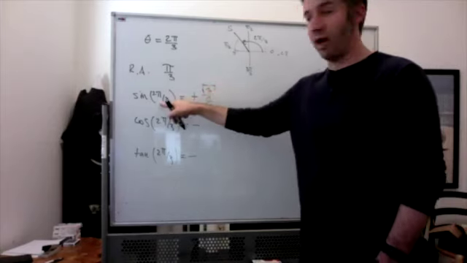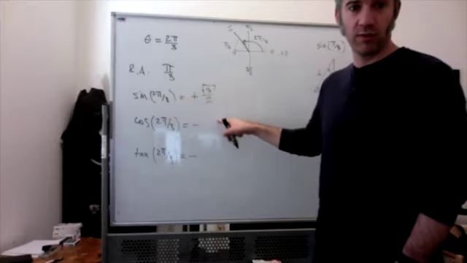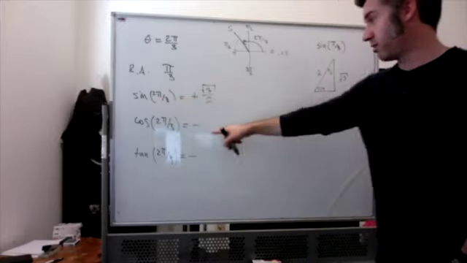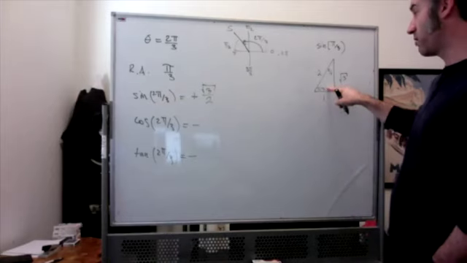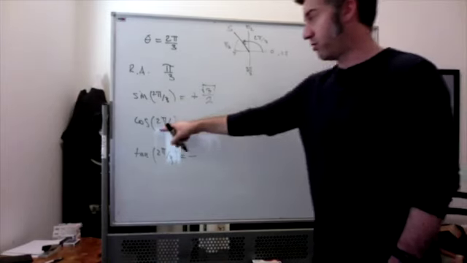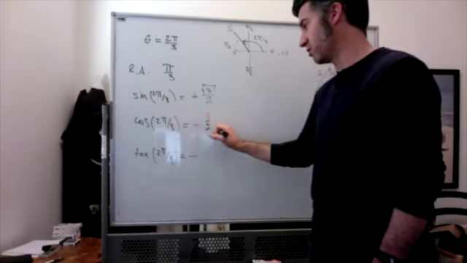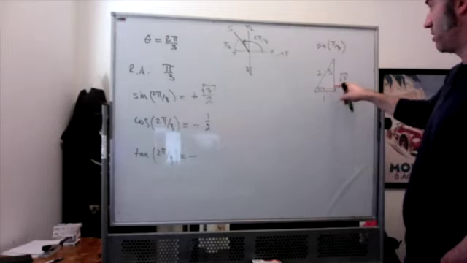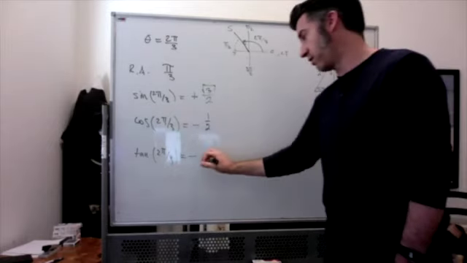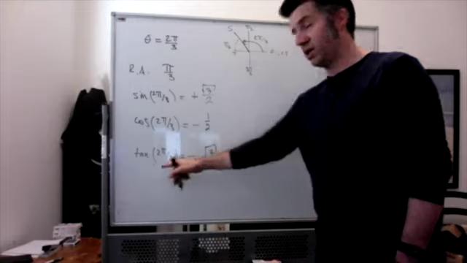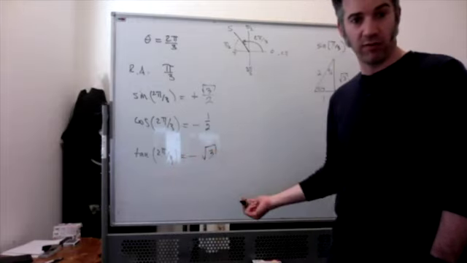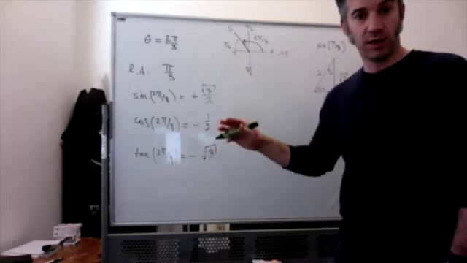So sine of 2 pi over 3 is the positive square root of 3 over 2. Cosine of pi over 3 is 1 over 2, so cosine of 2 pi over 3 is negative 1 over 2. Tangent of pi over 3 is opposite over adjacent, so that's root 3 over 1. So tangent of 2 pi over 3 is negative root 3 over 1 because it's in the second quadrant.